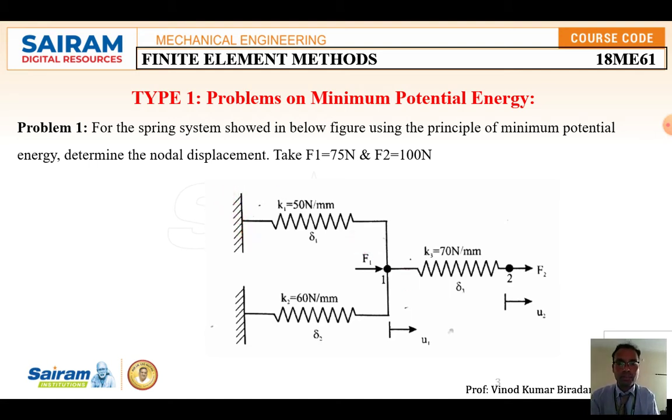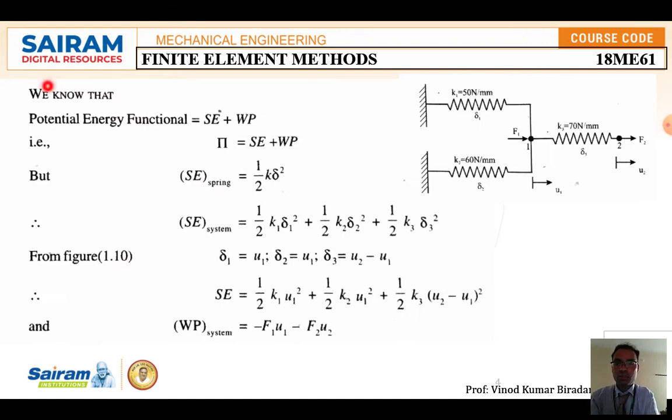Now, we know that the potential energy function is equal to strain energy plus work potential. The potential energy function is denoted by pi, which is strain energy plus work potential. The standard formula for the strain energy of a spring is half of k into delta square, which is the energy stored in the spring.